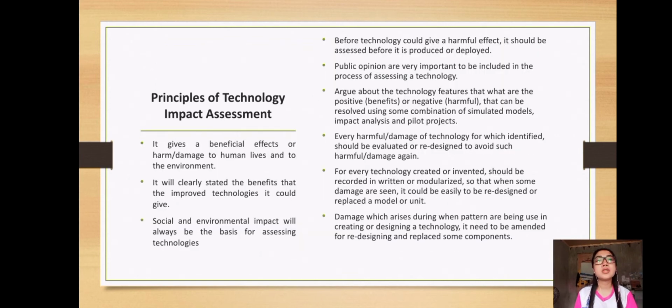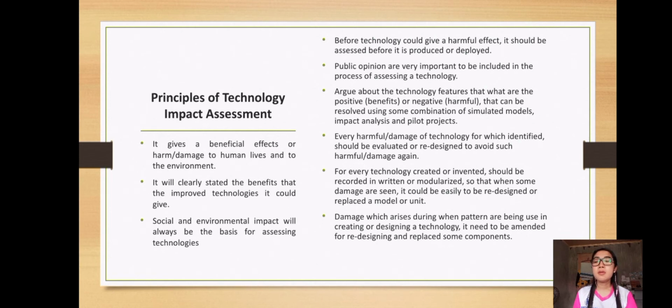Then we have the principles of technology impact assessment. First, it gives beneficial effects or harm, damage to human lives and to the environment. Second, it will clearly state the benefits that improved technologies could give. Third, social and environmental impact will always be the basis for assessing technologies. Fourth, before a technology could give a harmful effect or any side effect, it should be assessed before it is produced or deployed.